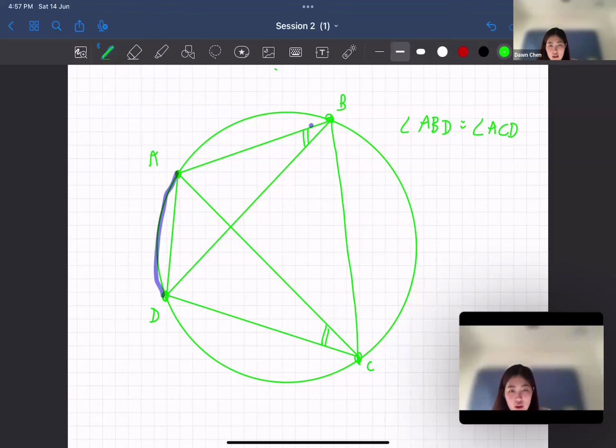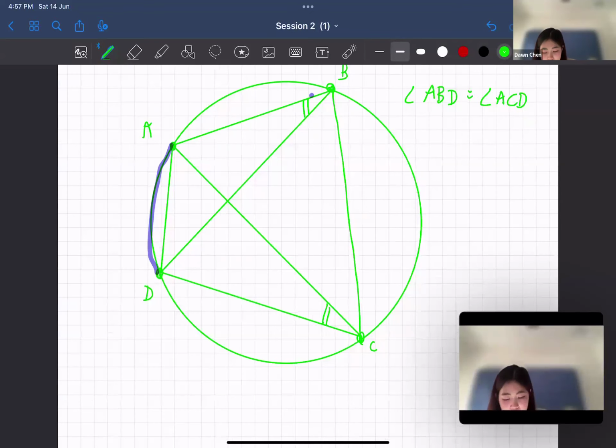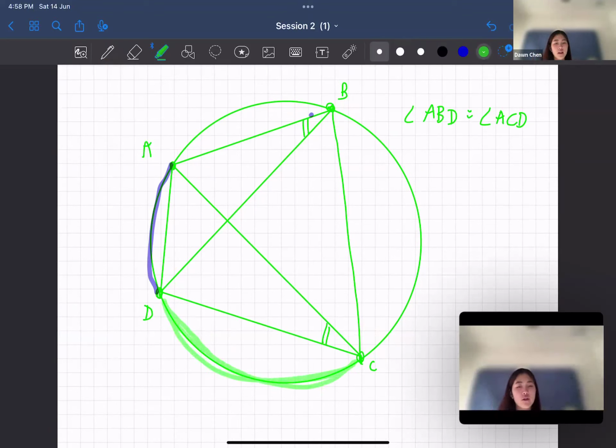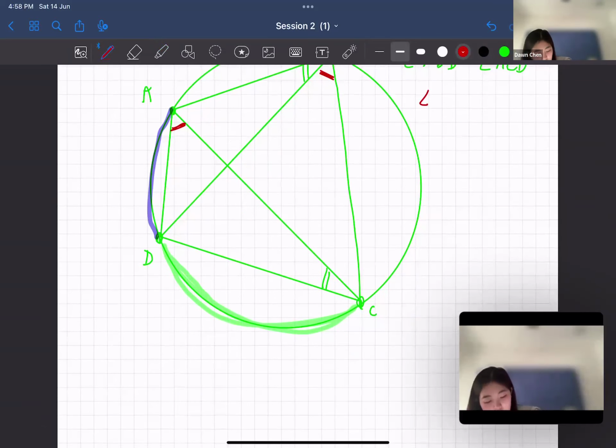Okay, now let's try doing this with another arc. What about this arc, DC? What angles are on the same one? Yeah, so exactly. Angle DAC and DBC would also be equal because they're subtended by the same arc and they're on the same circle. So angle DAC should be equal to angle DBC.